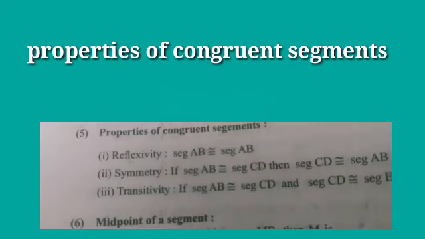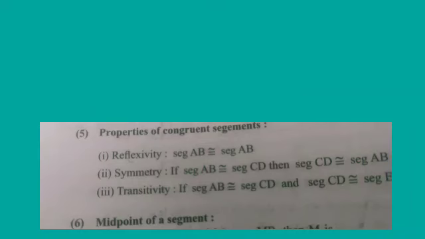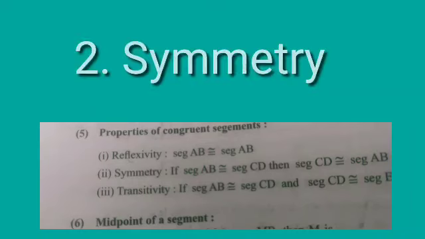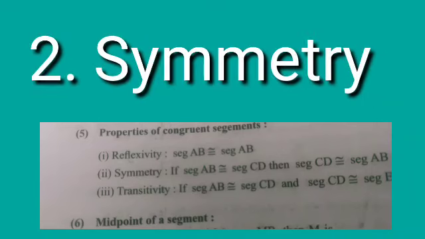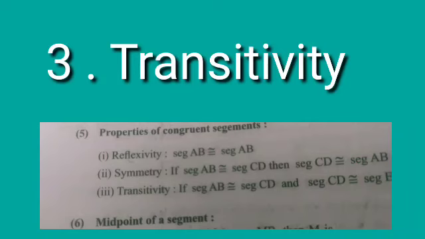Now we are going to learn about properties of congruent segments. The first property is reflexivity. Means each segment is congruent with itself. Second is symmetry. Means if first segment is congruent with the second segment, the second segment is also congruent with the first one. And third is transitivity. Means if first segment is congruent with second and second segment is congruent with the third segment, then first and third segment are said to be congruent with each other.